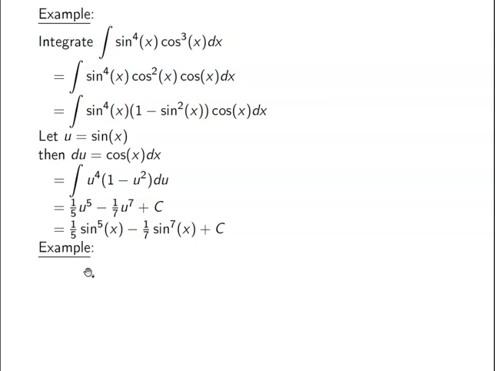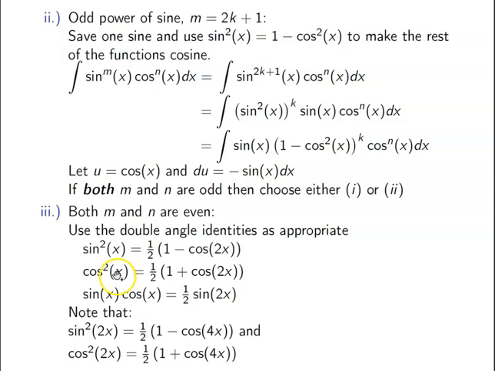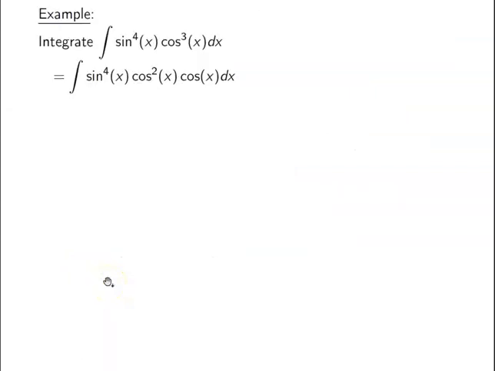Okay. Let's do another example where we change it up a little bit. Here, cosine was the one that was odd. Here, none of them are odd. I have two evens, right? So for this one, I would use one of these double angle identities, whichever one seems the most appropriate at the time. I can go into all cosines, or all sines, doesn't really matter, or I can do both.